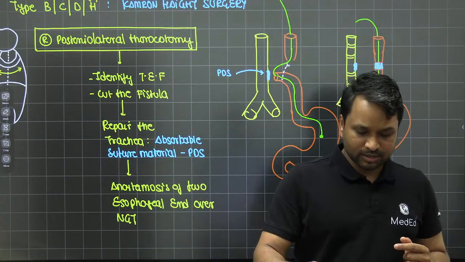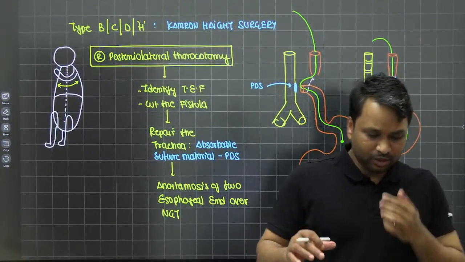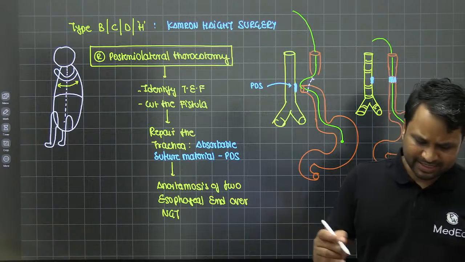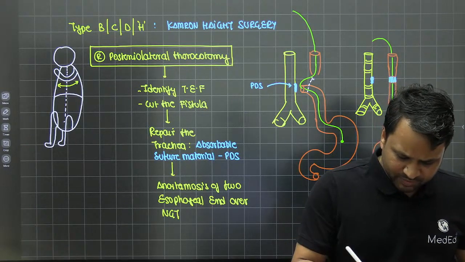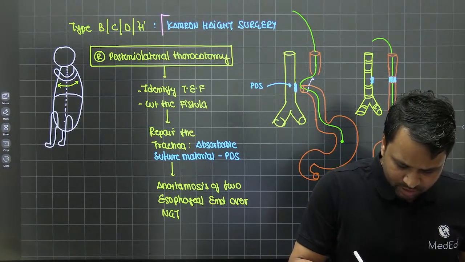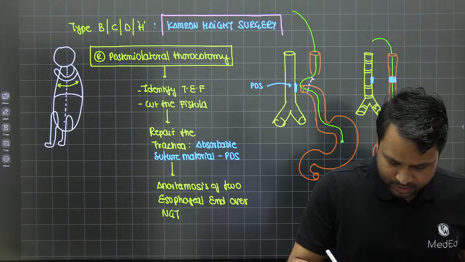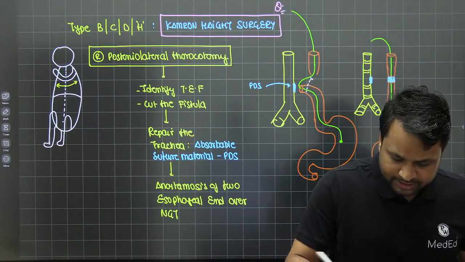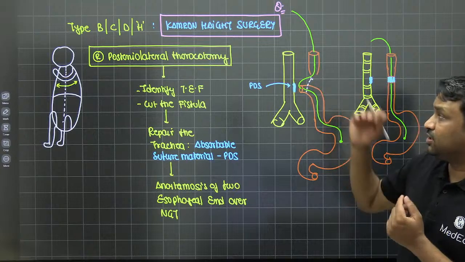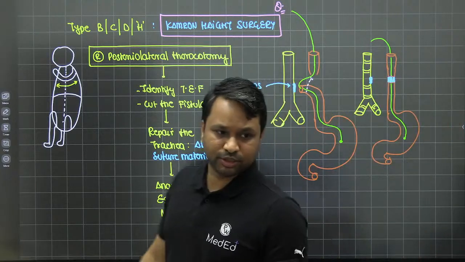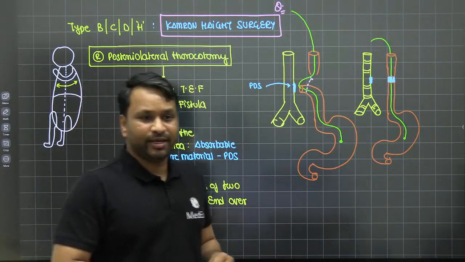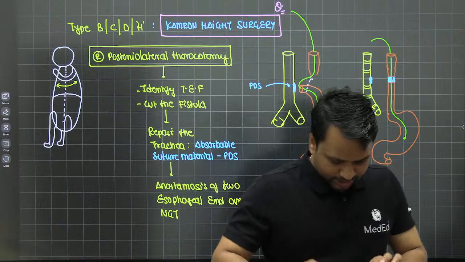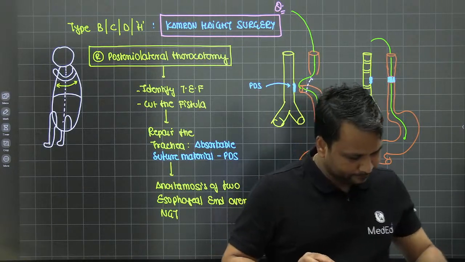done. Right. So this is how you repair your tracheoesophageal fistulas, and this has been given a fancy name just for the sake of understanding, called the Cameron Hart surgery. Right. So the first named surgery that I've introduced to you in GIT is in the tracheoesophageal fistula. That is your Cameron Hart surgery. Right. So this is how we do it in GIT.